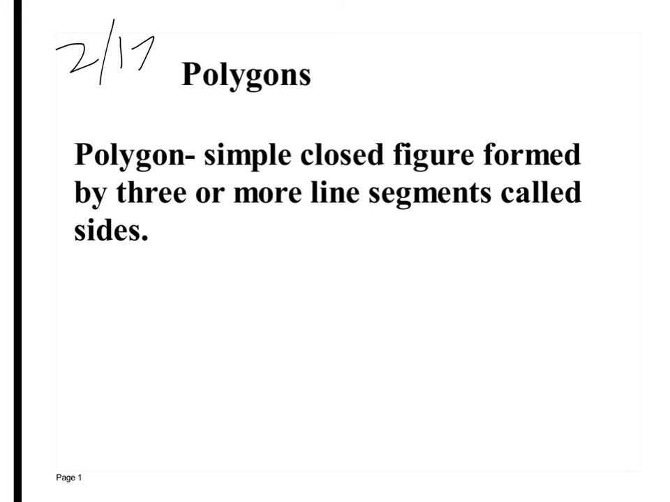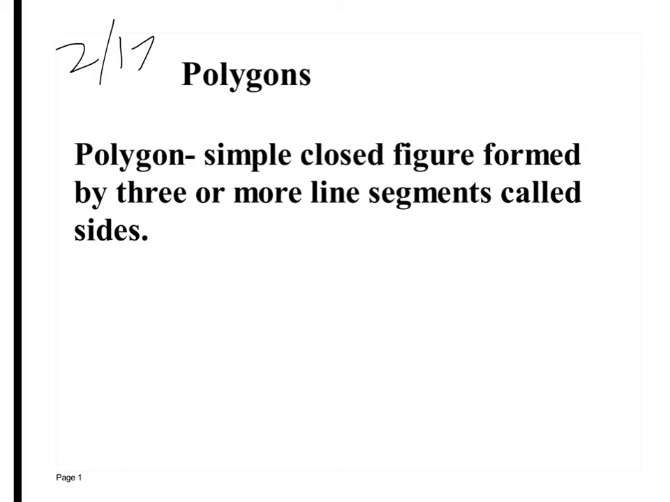Today we're doing polygons. A polygon is a simple closed figure formed by three or more line segments called sides. The thing you need to know about polygons is a couple things. It's a closed figure, right? It has to be closed or it's not a polygon. It's formed by three or more line segments.